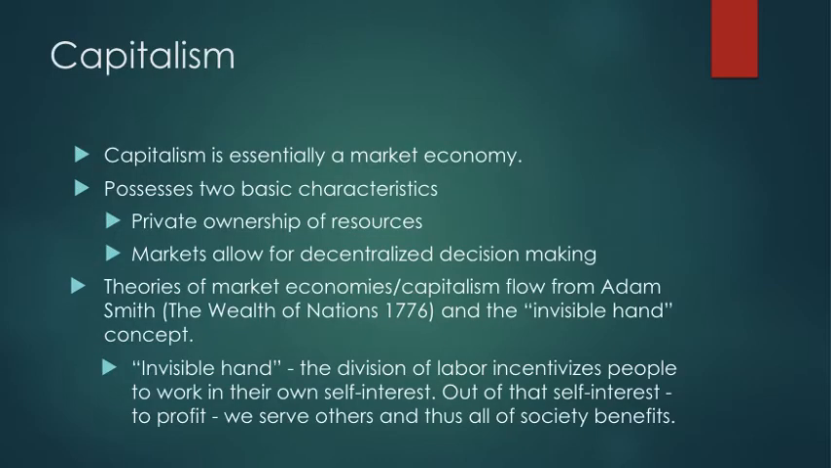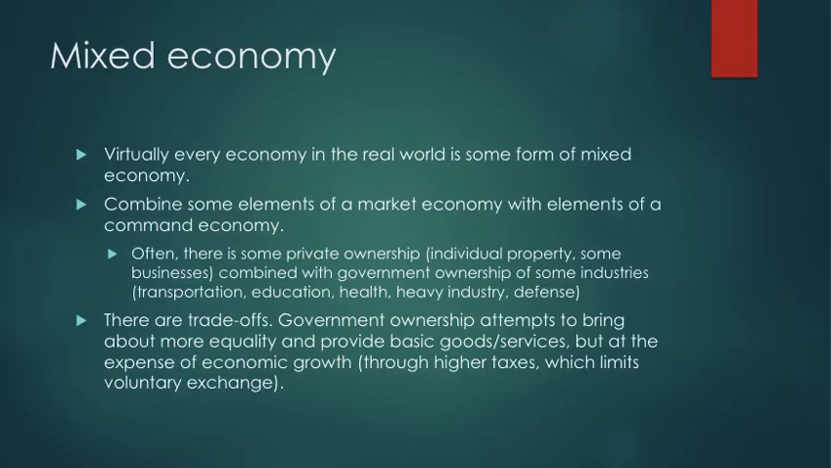So capitalism is essentially what a market economy is, and it's based on the idea that all resources are privately owned, that they're owned by individuals or individuals who own businesses, entrepreneurs, and markets allow for decentralized decision-making. Each individual is allowed to make his or her own decisions, and it's the exchange in the market when we buy and sell goods that really governs the economy. And because we're all influenced by our own self-interest, we all work to benefit each other. I've already touched on the invisible hand concept.